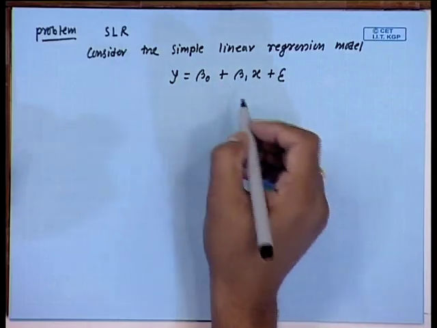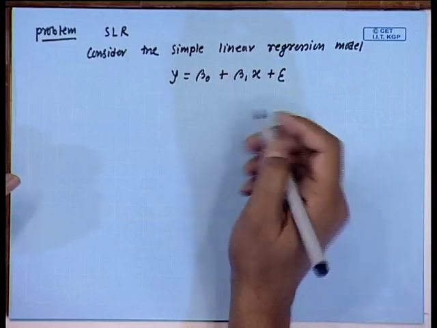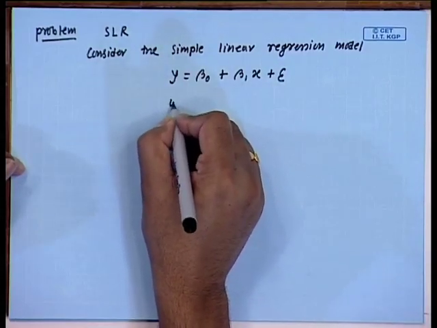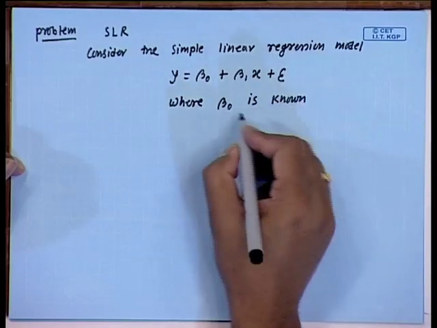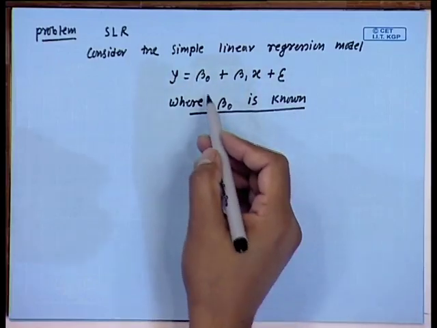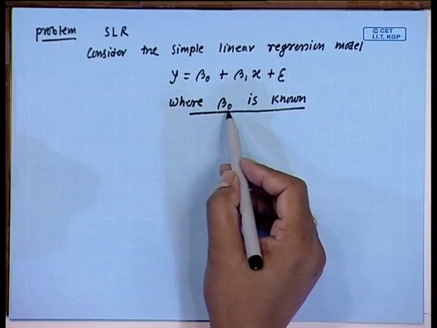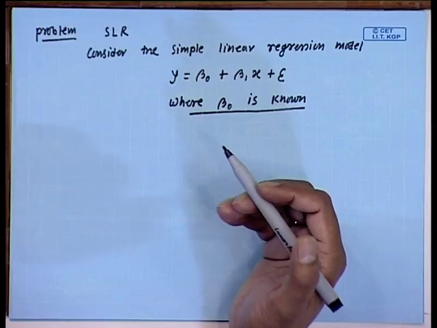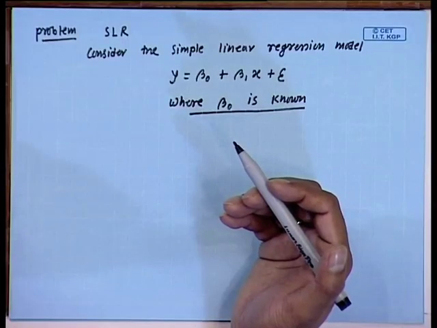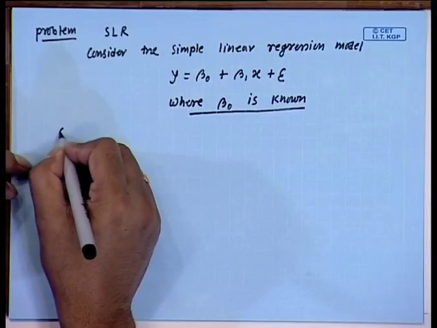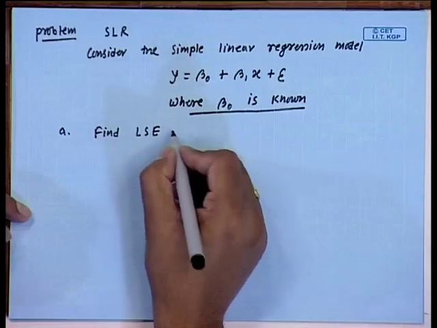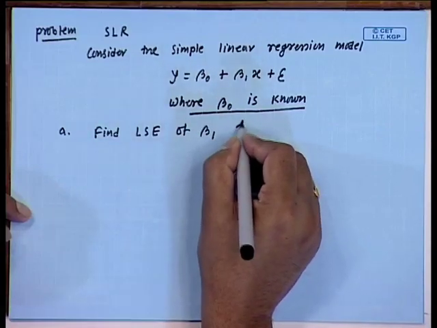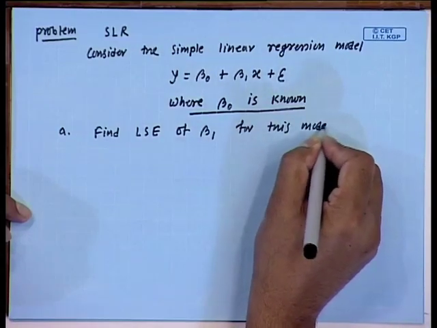The model is y equal to beta naught plus beta 1 x plus epsilon, as usual. Here we say that beta naught is known. This is the only difference. So, you do not need to estimate beta naught, because the beta naught value is given. The only thing you need to do is estimate the slope, that is beta 1. So, the first problem says: find the least square estimator of beta 1 for this model.